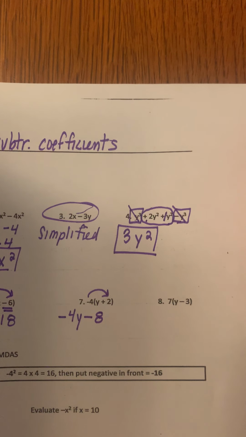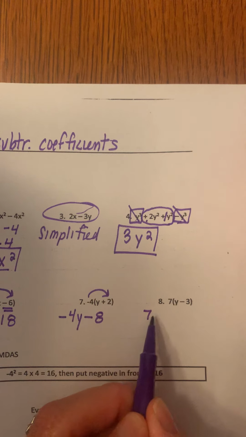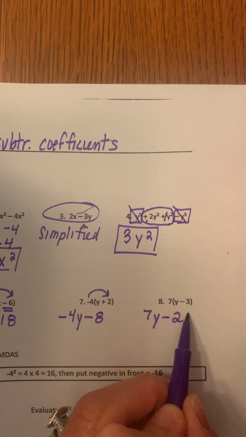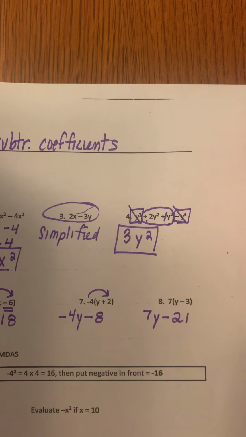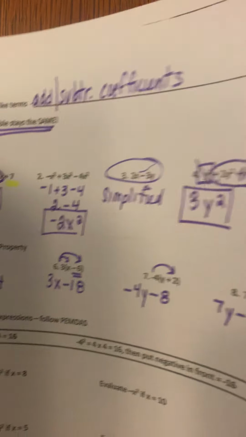And at any time, stop these and try them on your own. That way you know if you're on the right track. And then play my answer. So 7y minus 21.